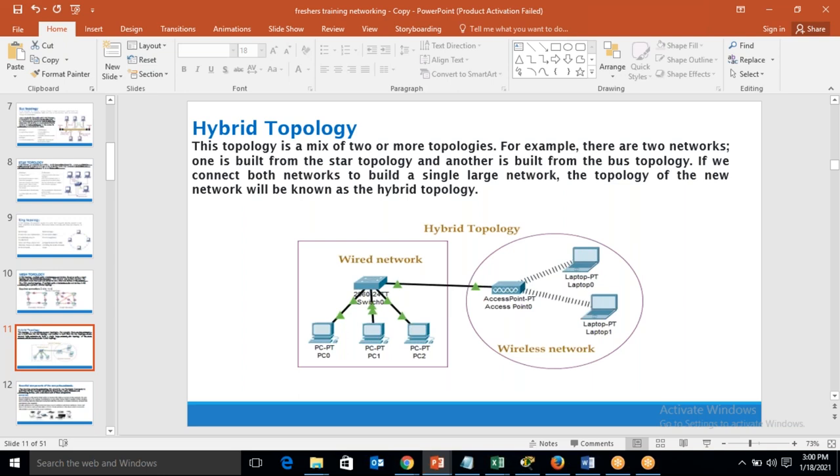Yes, actually. And what is the example showing? It's an example of star topology and a bus topology.